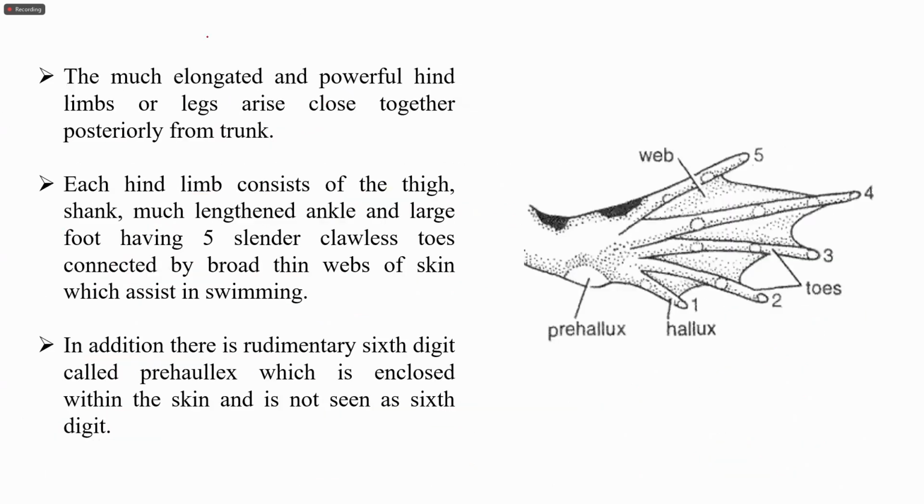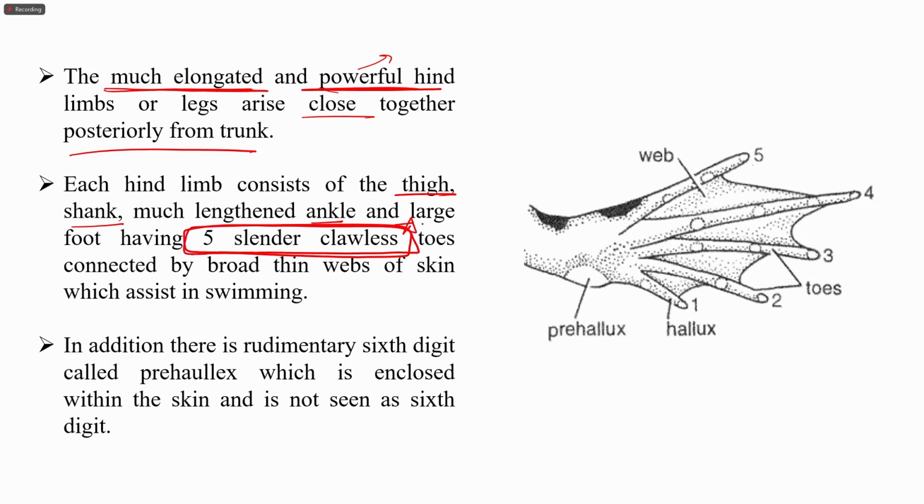The hind limbs are much elongated and powerful. They are more powerful as compared to the forelimbs, and they are also known as legs. They rise close together posteriorly from the trunk. Each hind limb consists of the thigh, shank, much lengthened ankle, and large foot having 5 slender clawless toes. You can see here that in the hind limb 5 digits are present. They do not have any claw, and the toes are connected by broad thin webs of skin which assist in swimming.